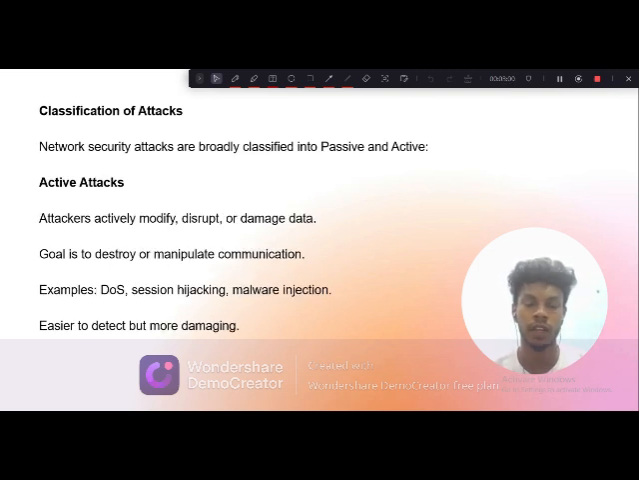And the second type is active attacks. Attackers actively modify, disrupt, or damage data. The goal is to destroy or manipulate communication. Examples are DoS, session hijacking, malware injection. Active attackers are aggressive. Attackers modify or block communication, like a denial of service attack, DoS. These are more visible but highly damaging.